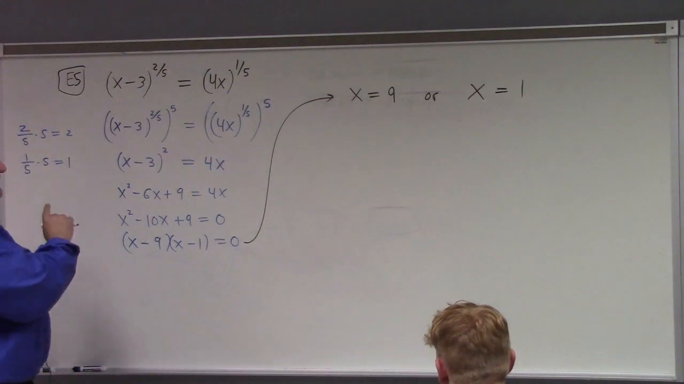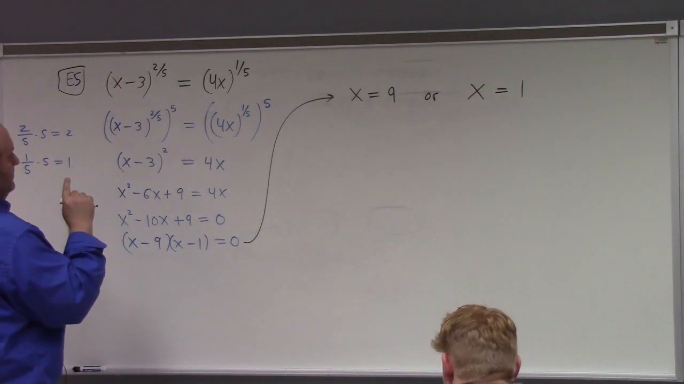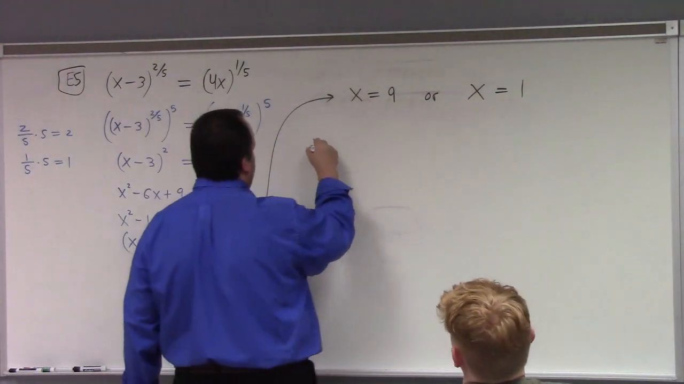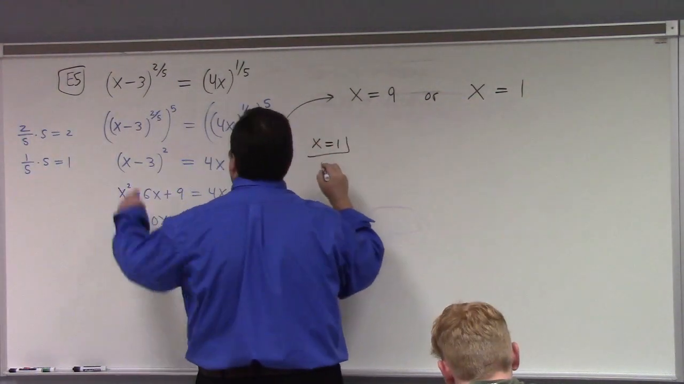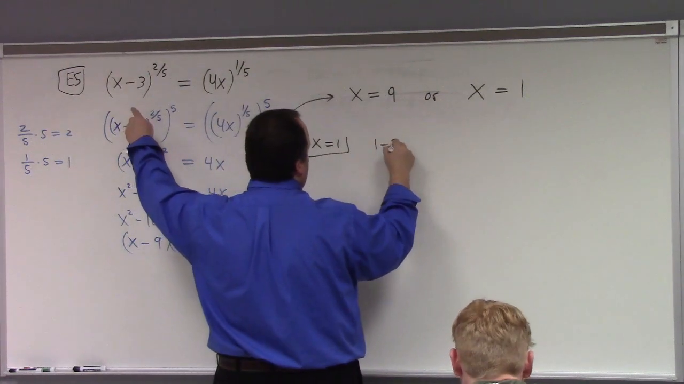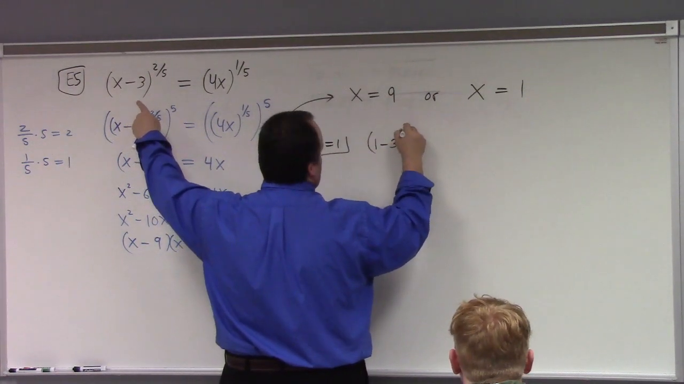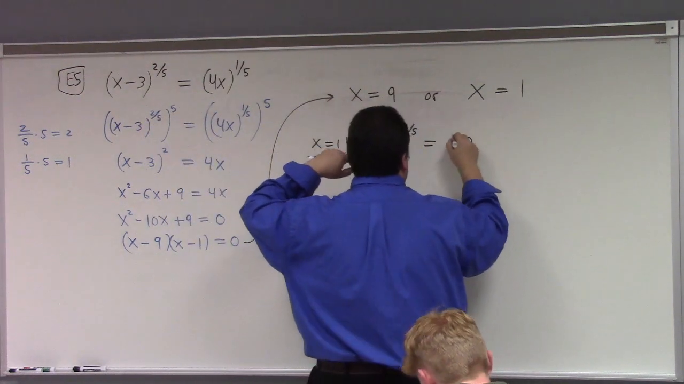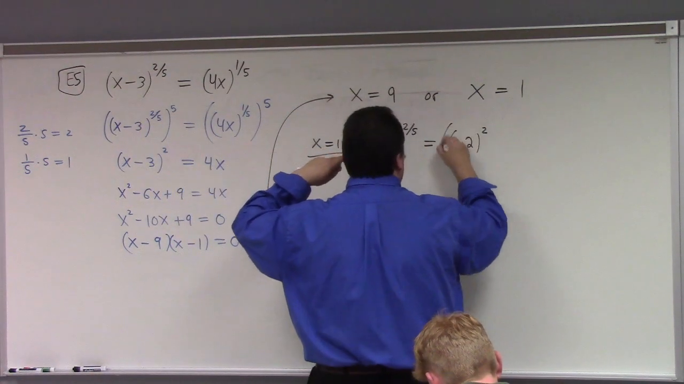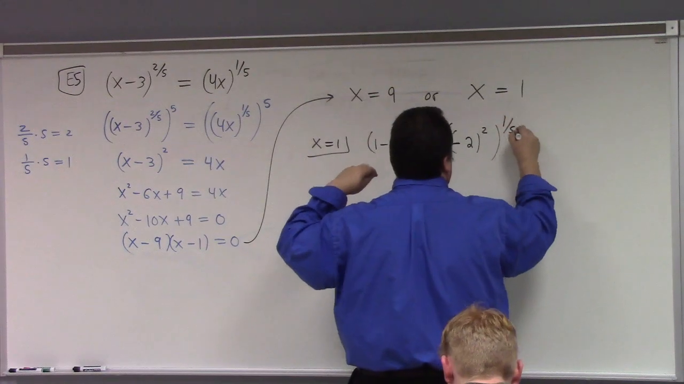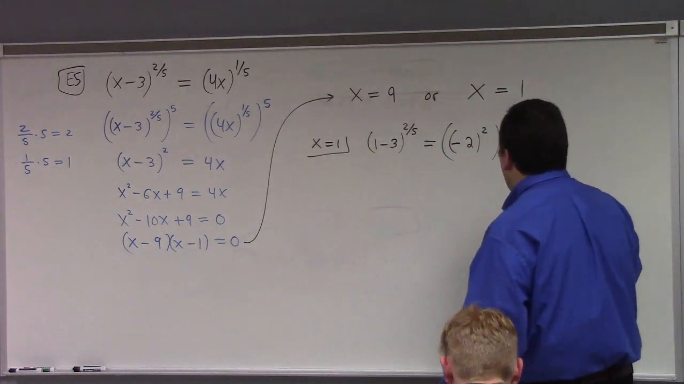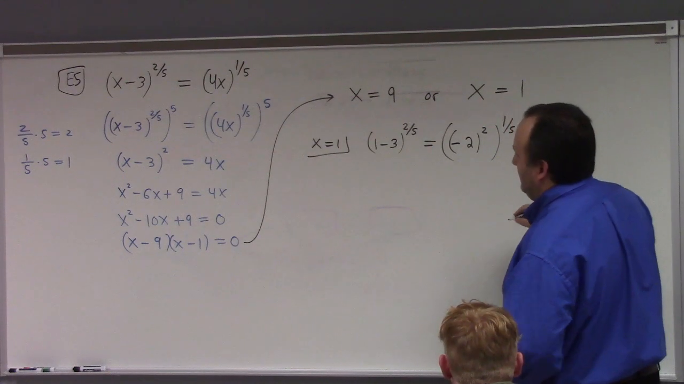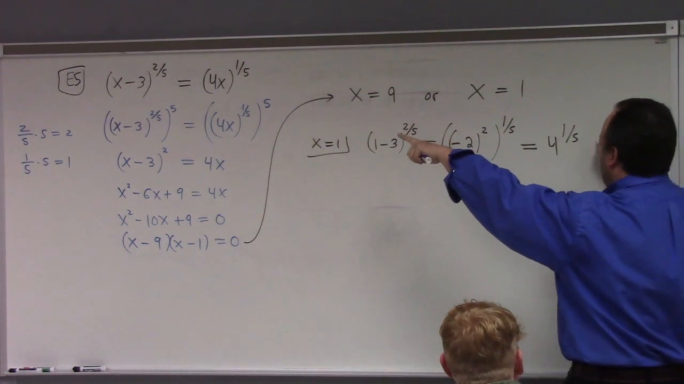And if you plug those in, I think they're both going to work. Let's look at x equals 1. What happens there? We get (1 minus 3) to the 2/5 power. How do you calculate that? The way to calculate that is (minus 2 squared) to the 1/5 power. What is minus 2 squared? Well, it's 4. So we get 4 to the 1/5 power, which, by the way, is what you get when you plug 1 into the other side.